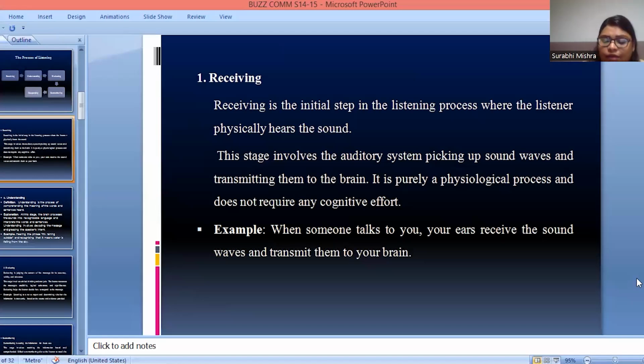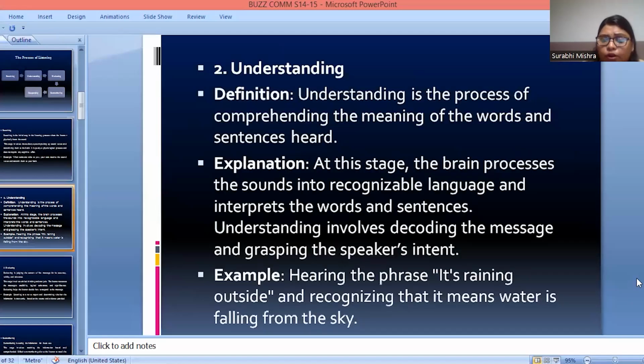Moving towards the second point. The second point is understanding. Now, understanding is the process of comprehending the meaning of the words and sentences heard. At this stage, the brain processes the sounds into recognizable language and interprets the words and sentences. Understanding involves decoding the message and grasping the speaker's intent.